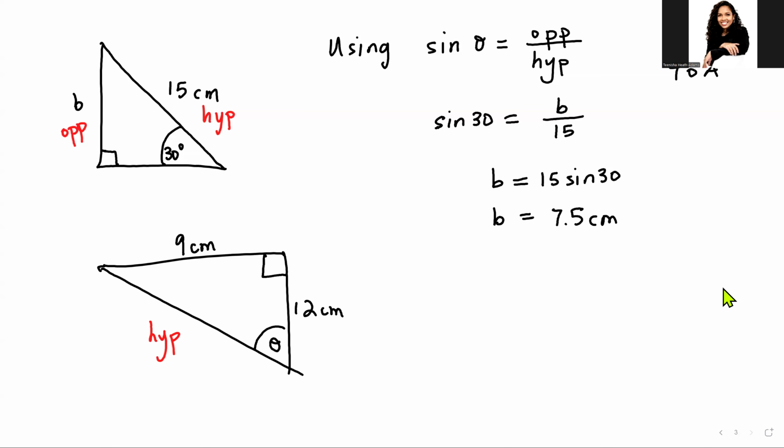I'm going to ask somebody, Eliana, in this triangle, which is your opposite and which is your adjacent? 9 cm is the opposite and 12 cm is the adjacent. Perfect. Which ratio uses the opposite and the adjacent? Tangent, yes, correct. Tangent, right?